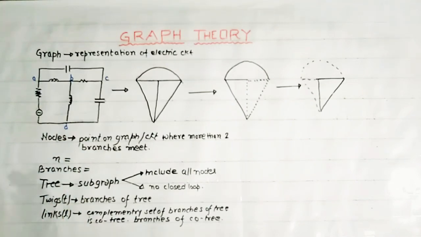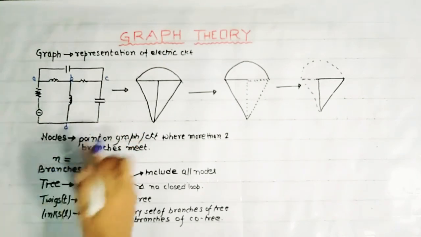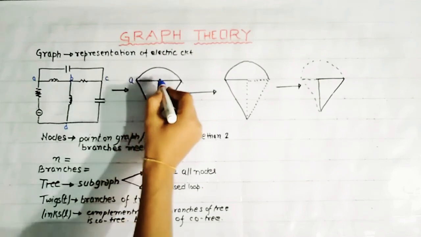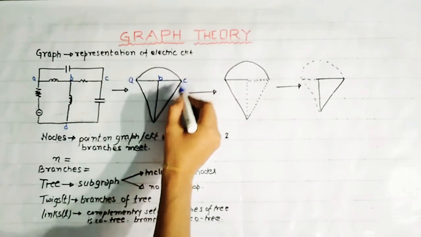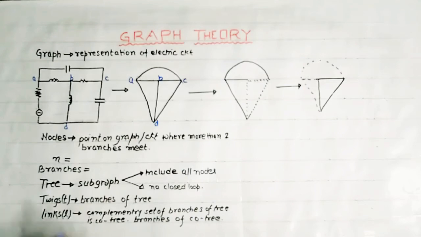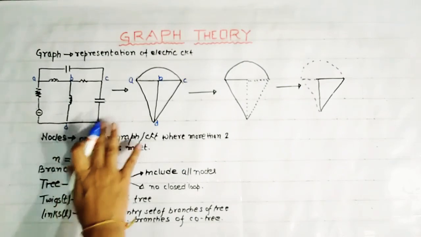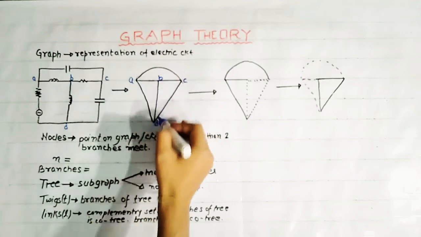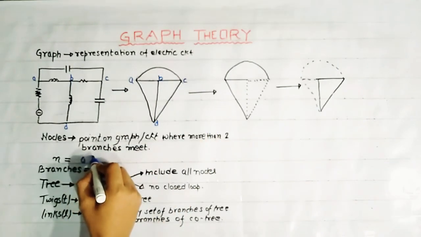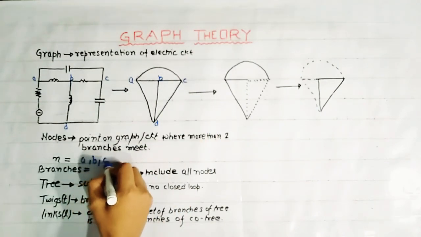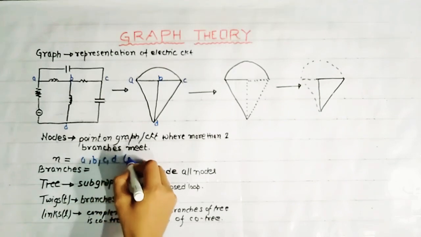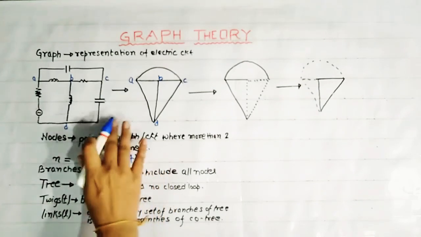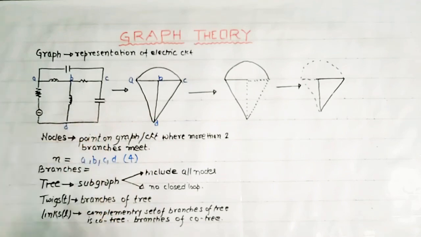Now graph also includes all these nodes of the electric circuit, and all branches of the electrical circuit are directly connected in the graph. So this is the graph of this electric circuit. Now what are nodes? Nodes are A, B, C and D. So there are a total of 4 nodes in this graph of this electrical circuit.